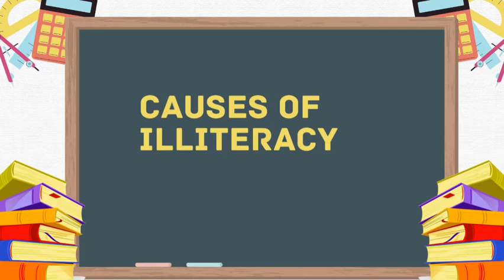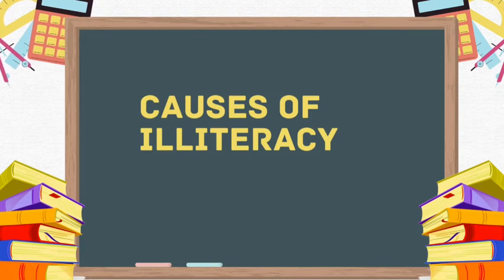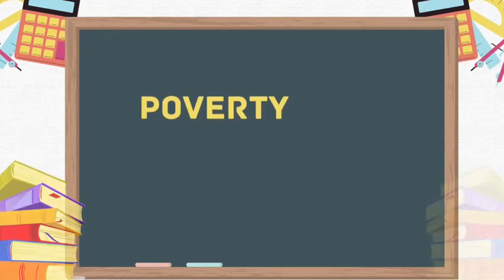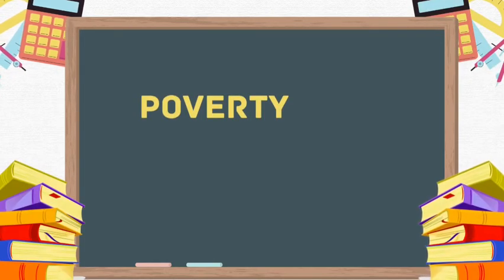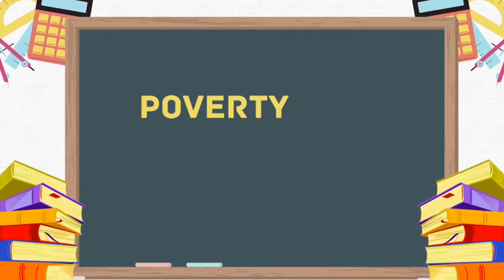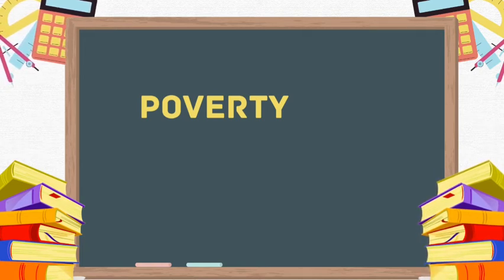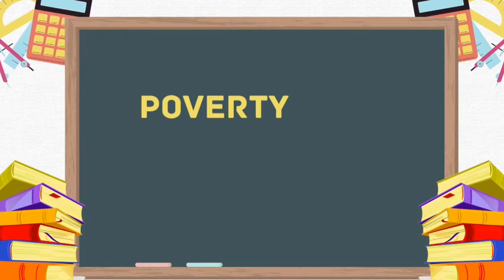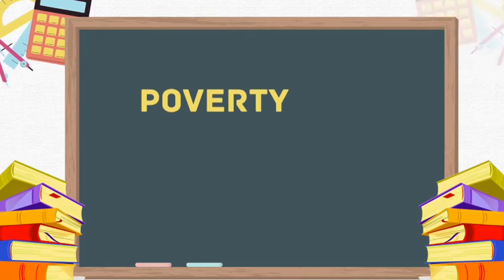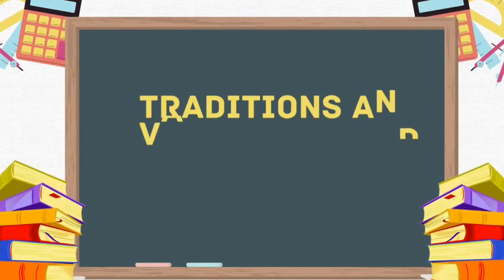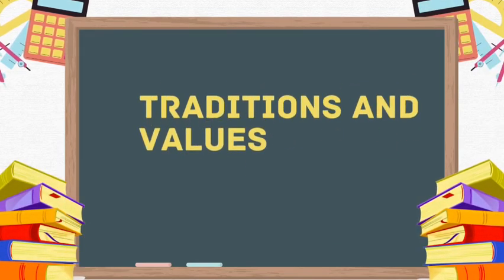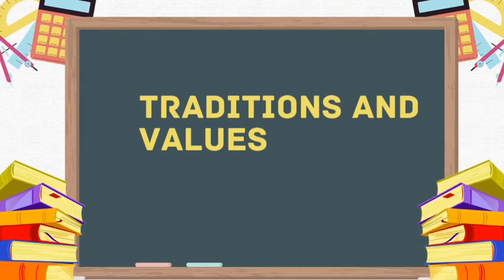Now let's look at the causes of illiteracy. What are the causes of illiteracy? We have tradition and values, we have poverty, we have wrong policies and priorities, we have wrong attitude to education, learning disability, lack of adequate learning facilities. Now, what is poverty? Poverty can simply be seen as the inability to meet one's basic needs. So one who is unable to meet his or her basic needs may not be able to afford education, may not be able to send his or her child to school.